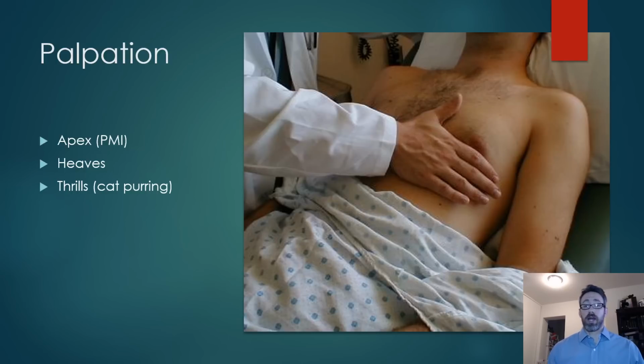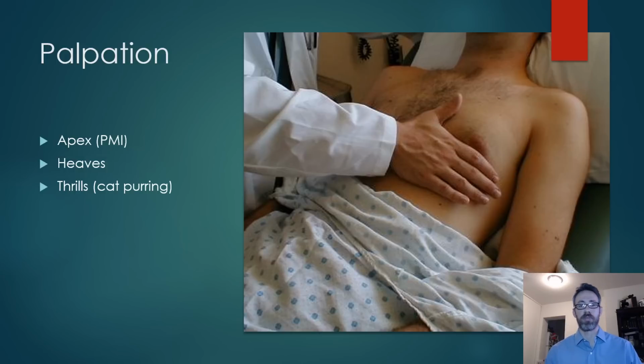Palpation, again, you're putting your hands on the patient. So when you put it on the precordial or on the anterior chest wall, you're feeling for something called an apex, or the PMI. So remember, the apex of the heart should be towards the left, right? And standardly, the normal apex is located at the midclavicular line in the 5th intercostal space. Okay, that's more standard. But if it's shifted to the left, that could signify something like an enlarged heart, for example.